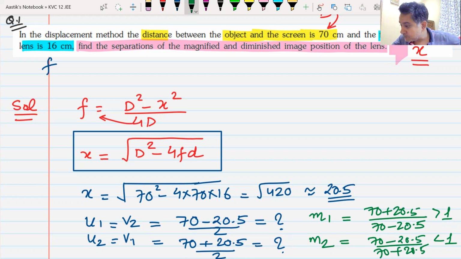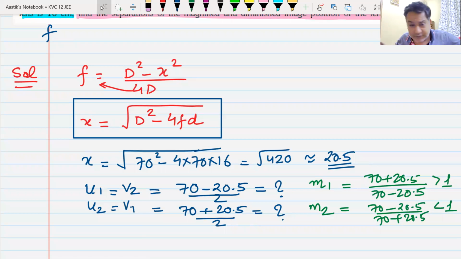Sir, there will be no sign conventions in this method, sir? There is no sign convention in this method, but even if you put sign conventions, the things are going to come same. d square.